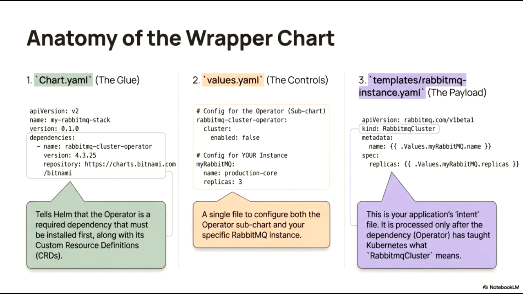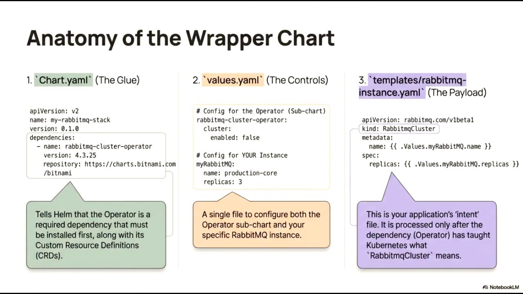Finally, the file templates/RabbitMQinstance.yaml serves as the payload. This represents your application's intent by defining the desired state of the RabbitMQ cluster. It is processed only after the operator dependency has been installed and has taught Kubernetes how to interpret the RabbitMQ cluster resource type.